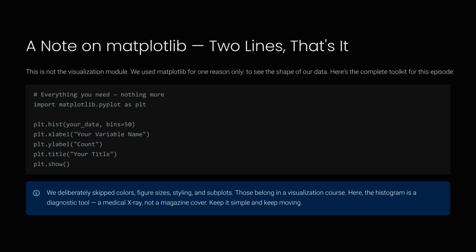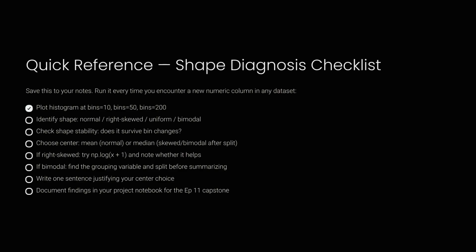We use matplotlib as a diagnostic tool, keeping our code simple with just a few lines. We deliberately avoid complex styling because, for us, a histogram is like a medical X-ray. It's meant to show you the truth, not look pretty. Keep this checklist handy for every numeric column you analyze. Check your bins, identify the shape, test for stability, choose your center based on that shape, and document your reasoning. It's the standard process for any professional data project.